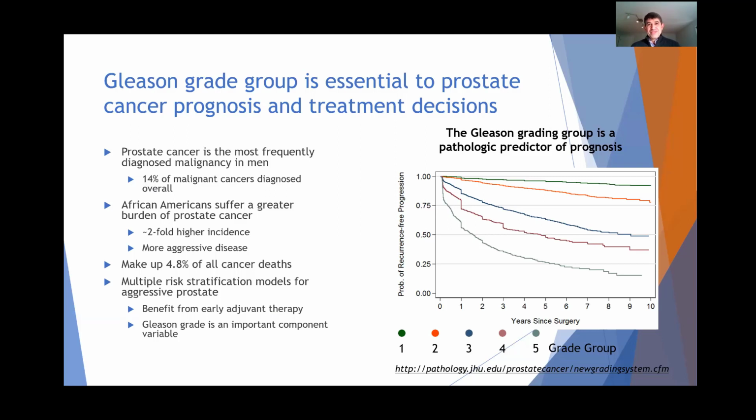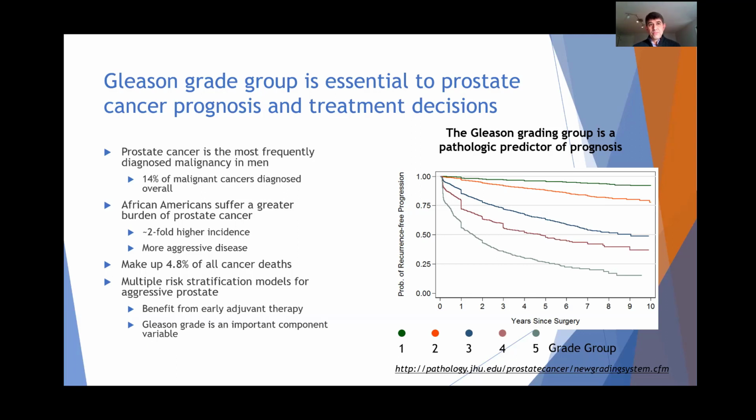So again, the application of digital pathology that I'm going to talk about is in the area of prostate cancer. Prostate cancer is the most frequently diagnosed malignancy in men, and it accounts for about 14% of all malignant cancers diagnosed overall. African Americans suffer a greater burden of this disease. They have almost twofold higher incidence or risk of developing prostate cancer in their lifetime relative to European Americans, and they also have a more aggressive disease phenotype.